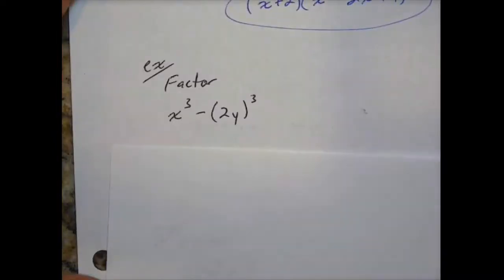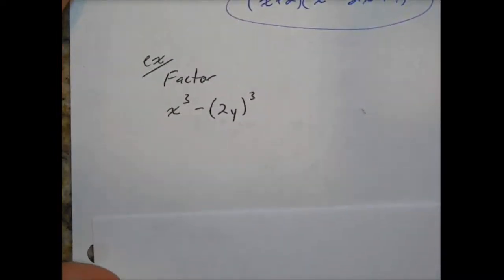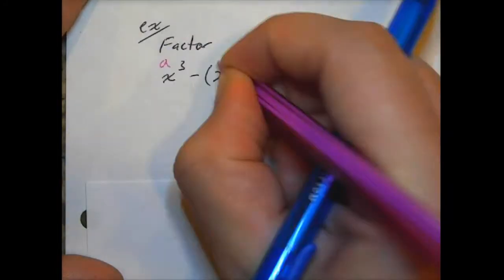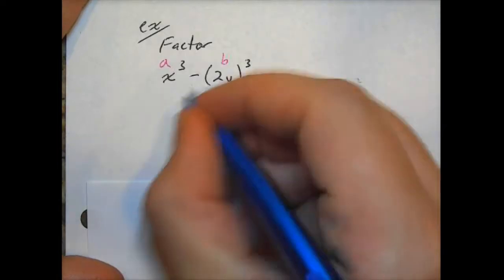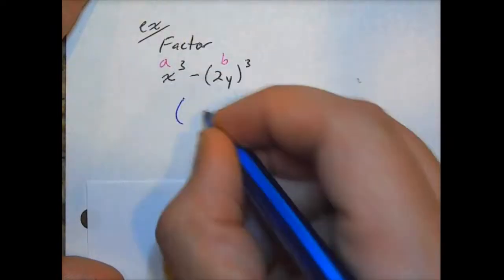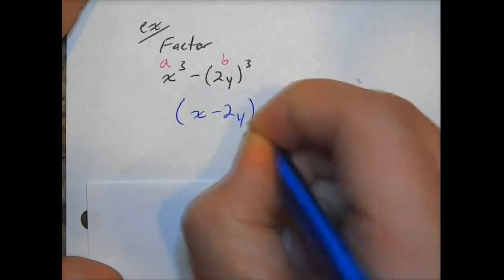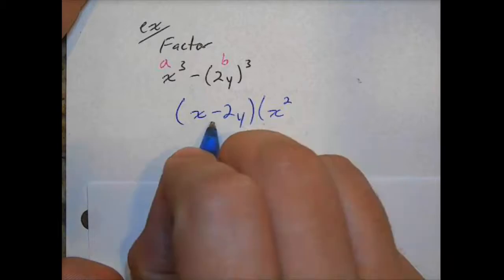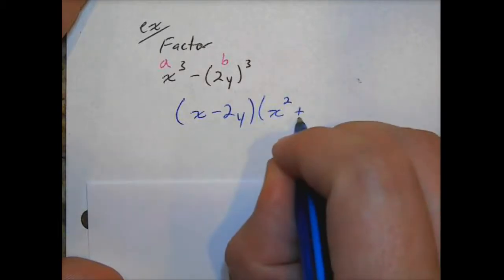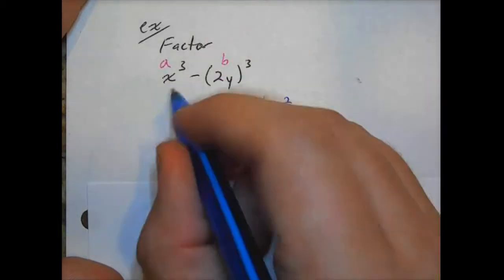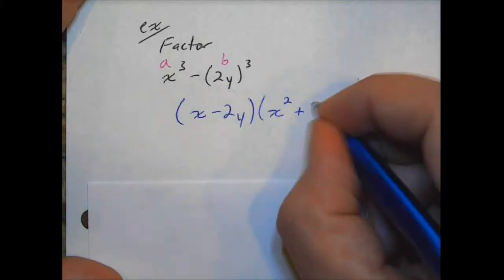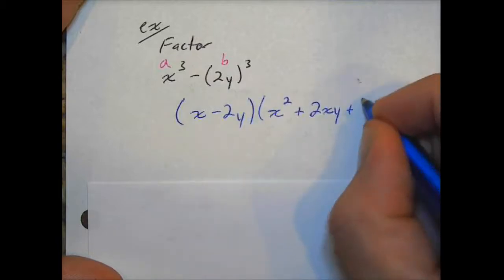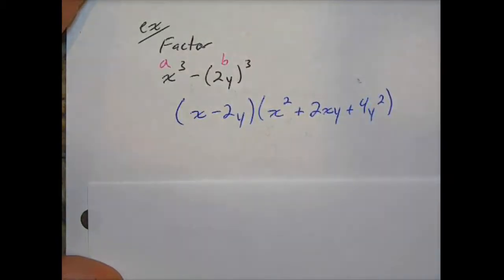Again, you'll see something like this, where it just says factor. And this one, it's even telling you it's cubes. So if we have a difference of cubes, this is like our a, this is like our b. If I have a difference, I know I'm going to take a minus b, so x minus 2y in the first factor. Then I will have a squared, so x squared. Since this is a minus right here, this is going to be a plus right there. Then it's ab, so x times 2y, so 2xy, and then plus b squared, so plus 4y squared. That's it. That's how you factor it.